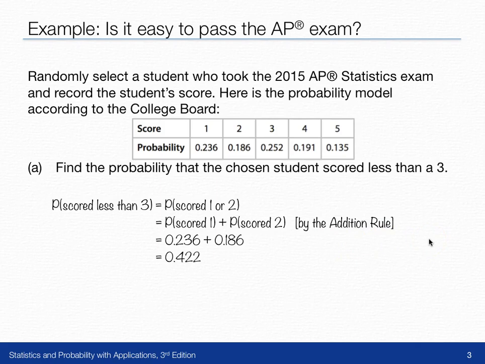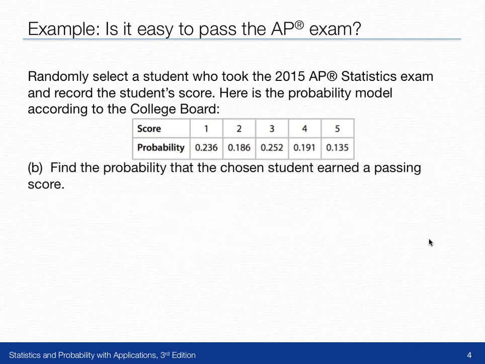In this problem, we're going to take those two probabilities from 1 and 2 and add them together to get 0.422. In part B of the problem, we want to find the probability that the chosen student earned a passing score. Now, we may remember that scores of 3, 4, and 5 were considered passing scores.